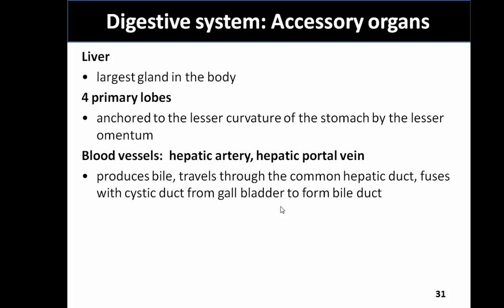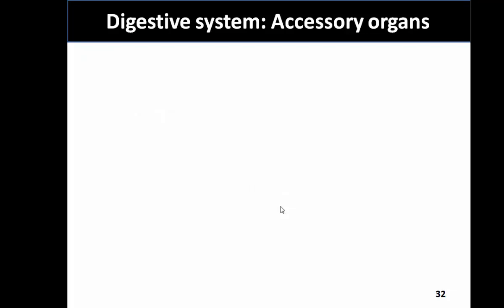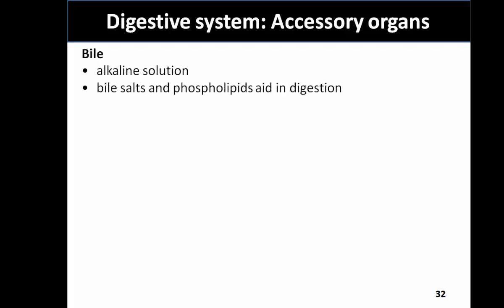The liver produces bile, but it will be stored for later use in the gallbladder. Bile is an alkaline solution, the opposite of an acidic solution, and it is composed of bile salts and phospholipids. These components aid in the chemical digestion of food.